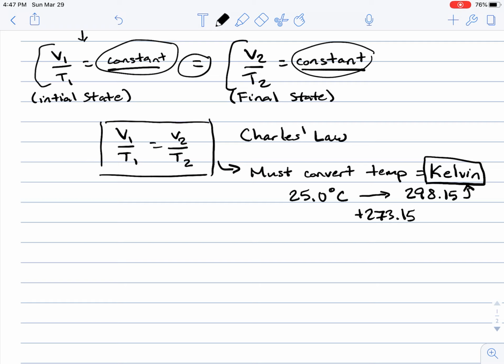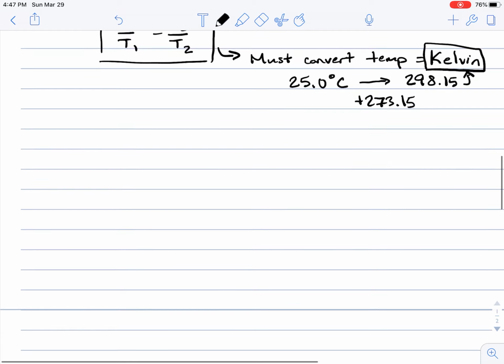And so let's go ahead and start looking at our new relationship. The relationship that we're going to discuss next is known as Gay-Lussac's law, and it basically creates a relationship between pressure and temperature. Let's go ahead and move the screen down. So what would happen to the pressure of the gas if there's a change in temperature?